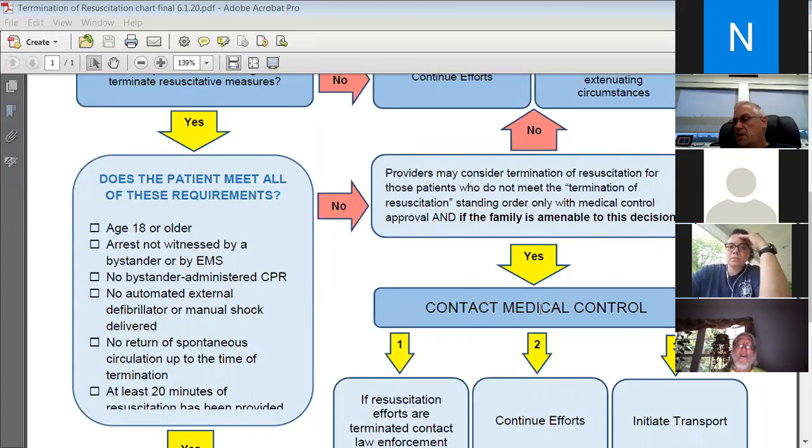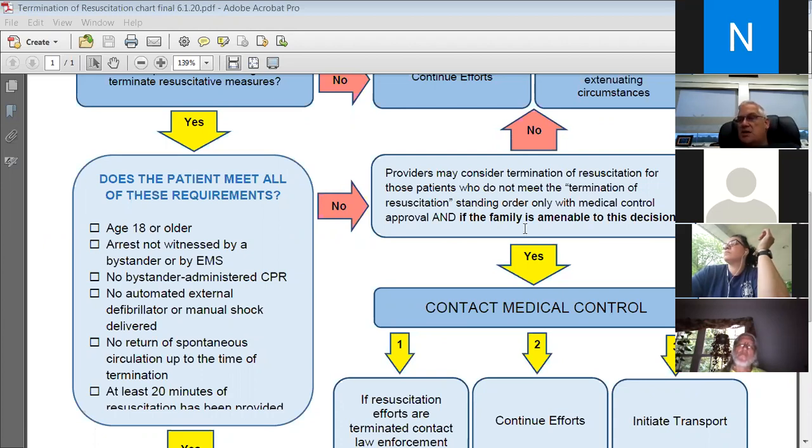Okay. If, let's say the patient is 17, well, I don't know. Most people probably would continue working a younger patient. But let's say that there was bystander CPR, ineffective bystander CPR. So technically, the answer now is no. So you can't just go down and call medical control. So it says, providers may consider termination of resuscitation for these patients who do not meet the termination of resuscitation standing order only with medical control approval, and if the family is amenable to that.